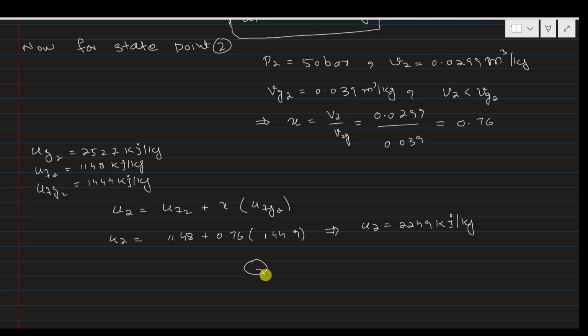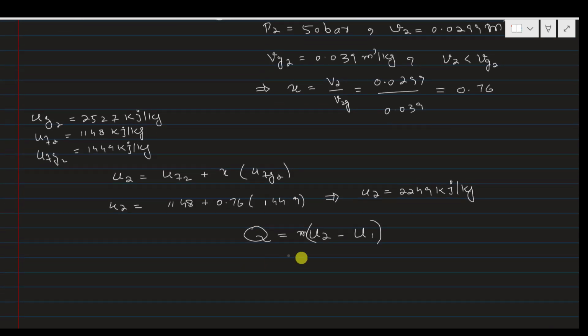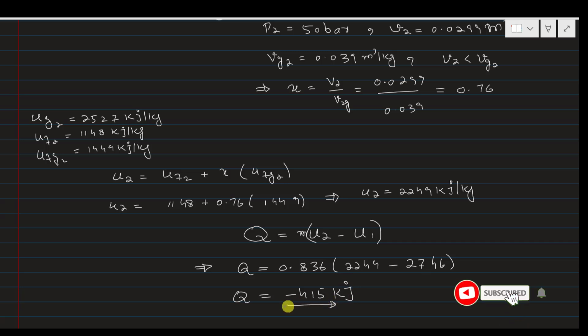Now the heat that is rejected is equal to U2 minus U1, also multiplied with the mass to find it in terms of kilojoule, to remove the specific terms. So the heat that is rejected is equal to the mass, 0.836, times the U2 value, that is 2249, minus the U1 value, that is 2746. After simplification you will get its value, that is minus 415 kilojoule. The minus sign indicates that in this case heat rejection has taken place.